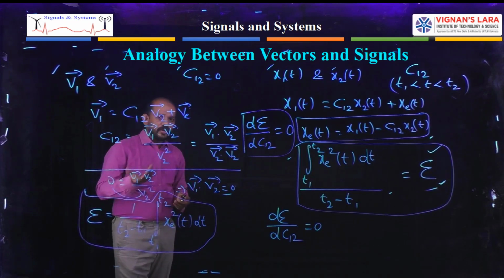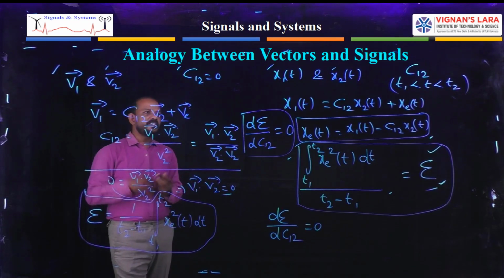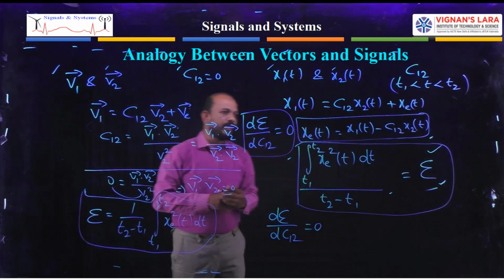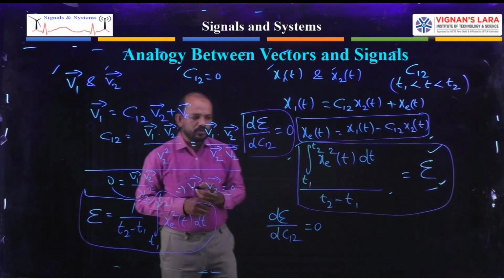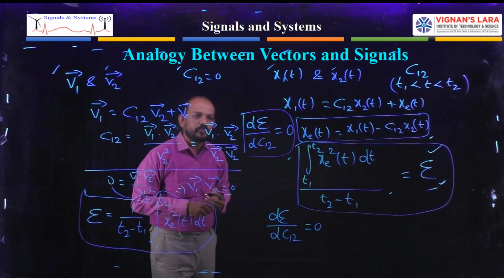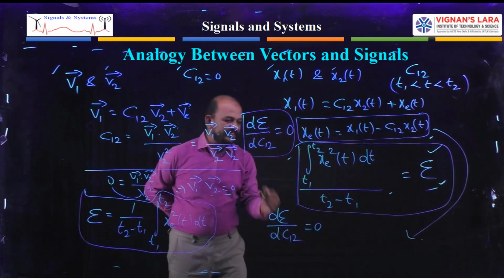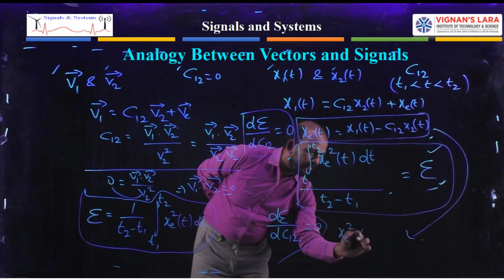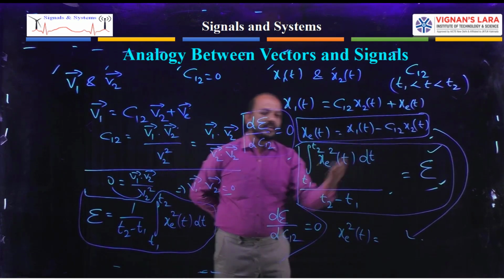Now how can you calculate? Simply, first we need the equation for xe of t. What is xe of t? The error signal. I already explained: the error signal is given by x1 of t minus c12 x2 of t. Now what we need is xe square of t. What is xe square of t? So this is xe of t, I need the square.